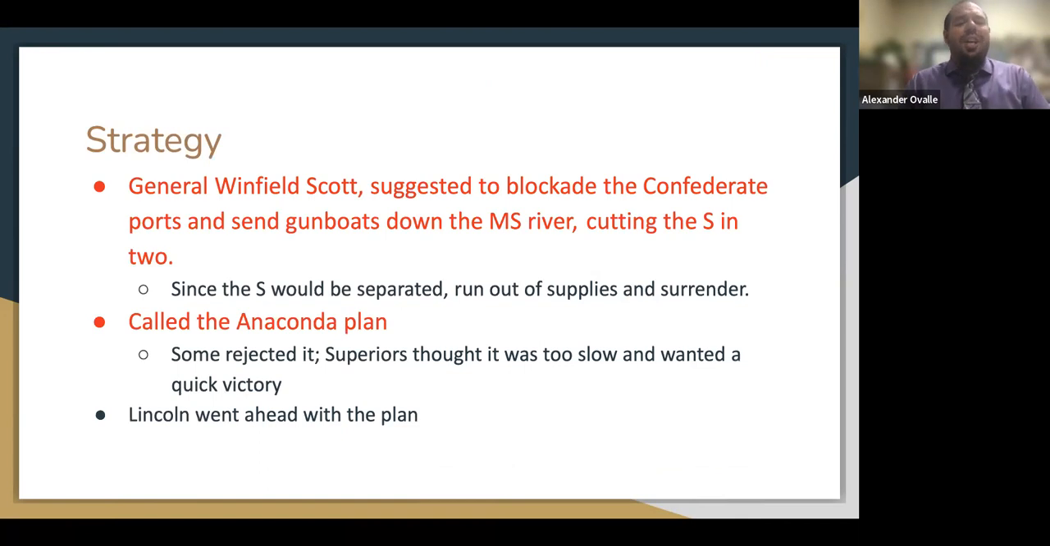So, strategy. General Winfield Scott will suggest for the Union the blockade of Confederate ports and also to send gunboats down the Mississippi River, cutting the South in two. Since the South would be separated, they would run out of supplies theoretically and surrender. It is called the Anaconda Plan. Basically, an anaconda snake, the way they kill their prey, they constrict them and make them, you know, can't breathe anymore.